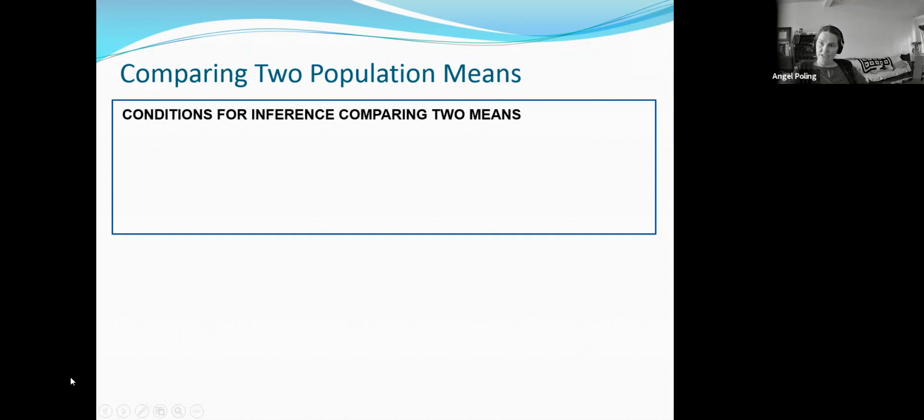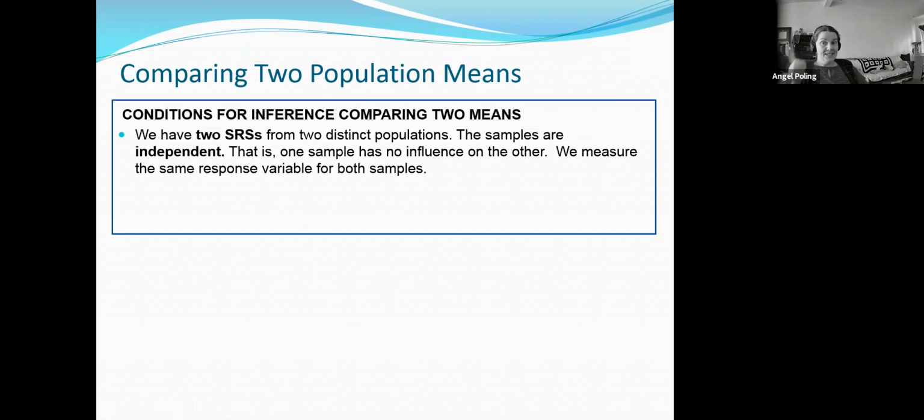Okay, so comparing two population means. Conditions for inference about comparing two means. We have two SRSs, so two simple random samples from two distinct populations. So two different groups, right? The samples are independent. That is, one sample has no influence on the other. We measure the same response variable for both samples.